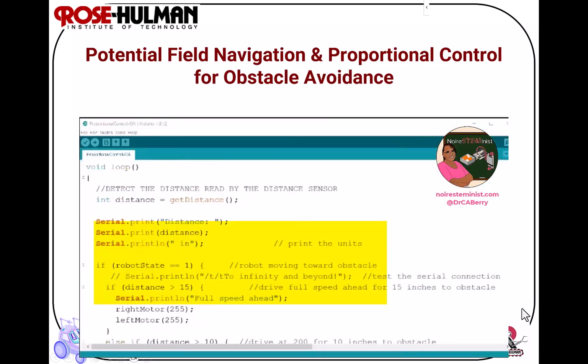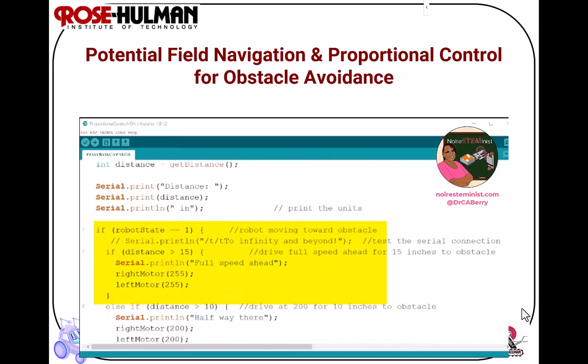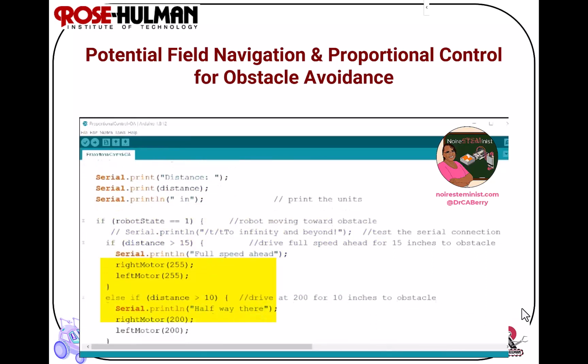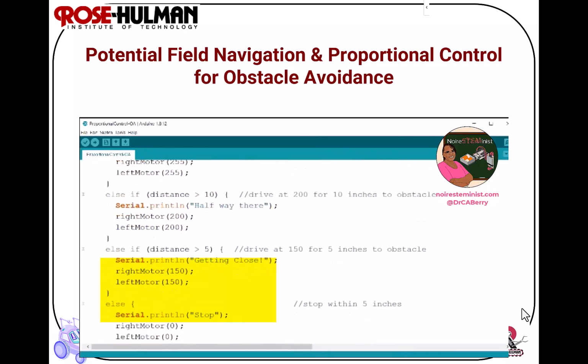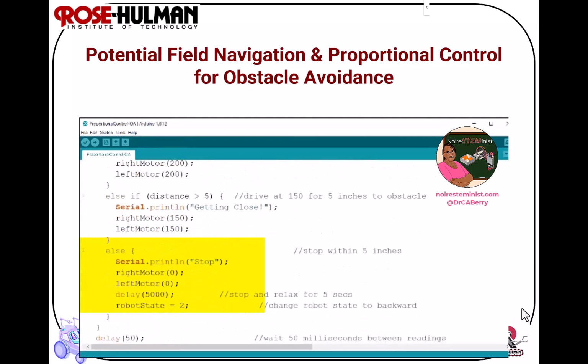So this loop implements the proportional control. The first thing that happens is we use a variable to read the distance. We print the distance for debugging. Then, if the robot state is moving toward the obstacle, it's full speed ahead if the distance is greater than 15 inches. Then it is halfway there if the distance is greater than 10 inches, greater than 5 inches, getting close, and then less than 5 inches, the robot stops.